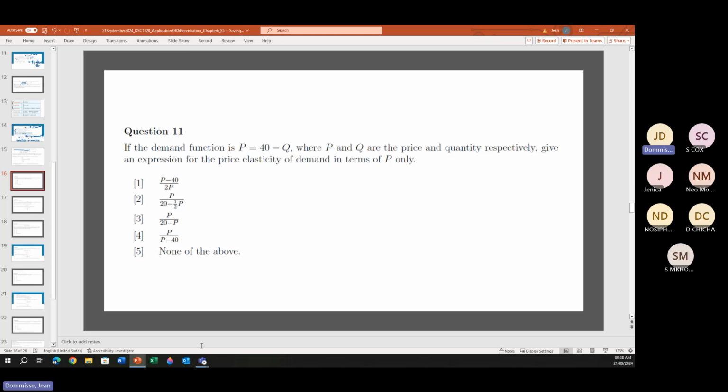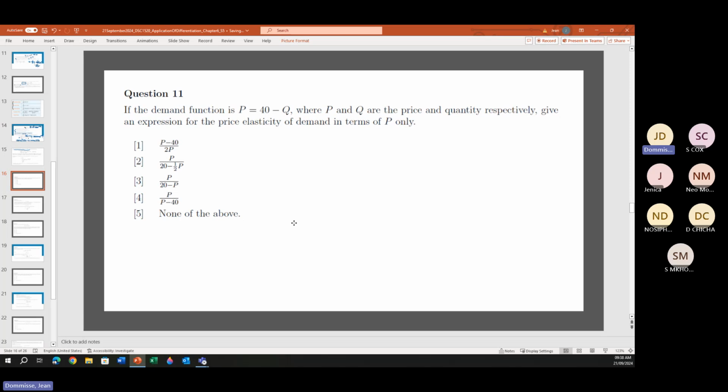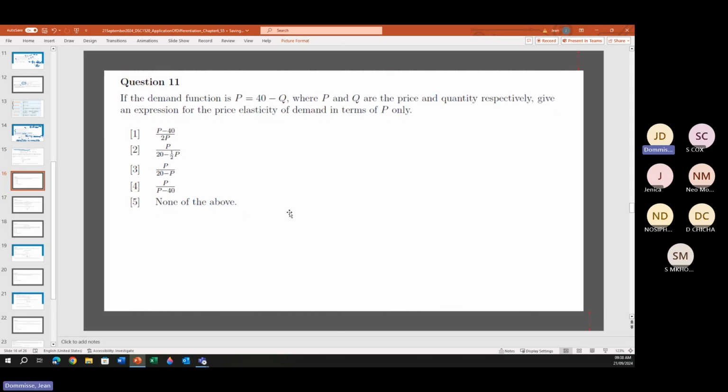Okay, so let's go and look at this. These are more the questions you will get where there is an option set available for you. So if a demand function is P equals 40 minus Q, where P and Q are the price and quantity, give an expression for the price elasticity of demand in terms of P only.